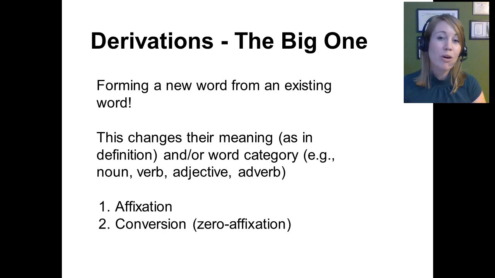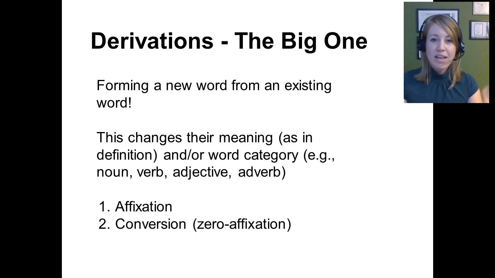And when we form this word, we can change that word's meaning, as in we're changing the definition of the word, and we're changing the word category. We're changing the part of speech, the lexical category. So we can change it from a noun to a verb, or an adjective to a verb, or an adverb. And we make those changes by either affixation or conversion, which is also known as zero affixation.